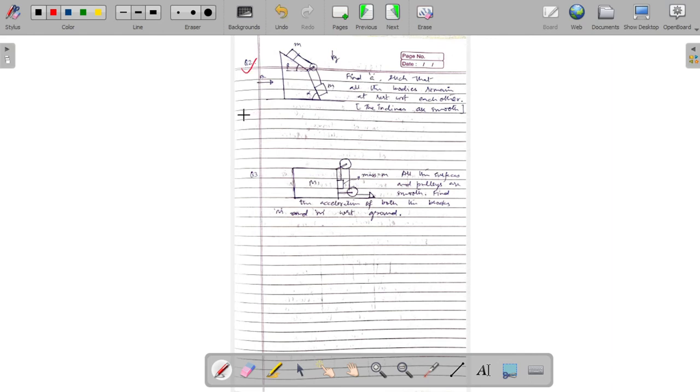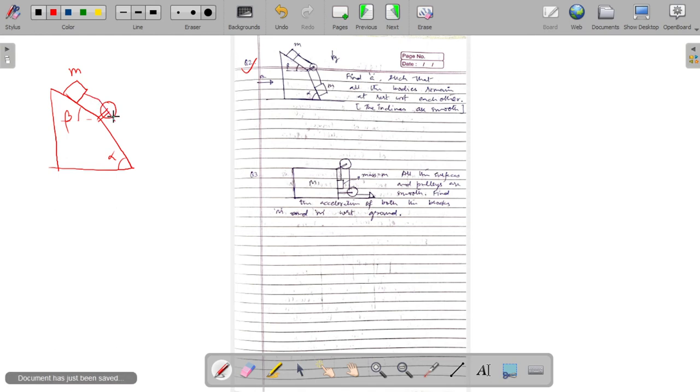So in this particular question, we have a wedge which has multiple inclinations. So the wedge is inclined at two angles at two different points. One angle is alpha, the other angle is beta, and there is a pulley in the middle. There is a mass m which is kept on the angle of inclination beta, and there is another mass m which is kept on the angle of inclination alpha, and both are tied with the string.